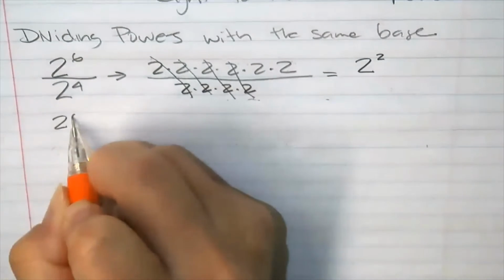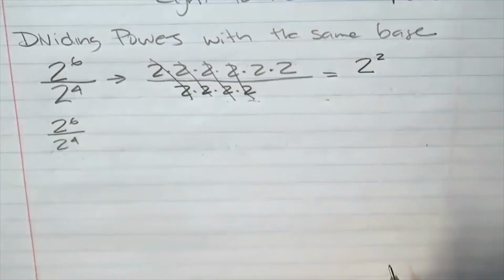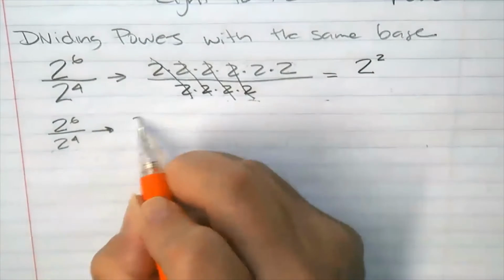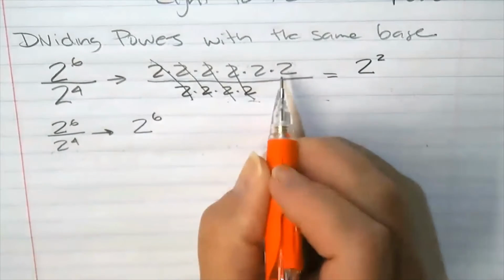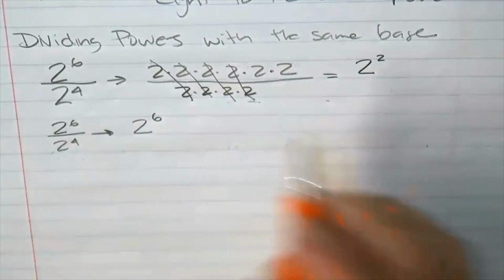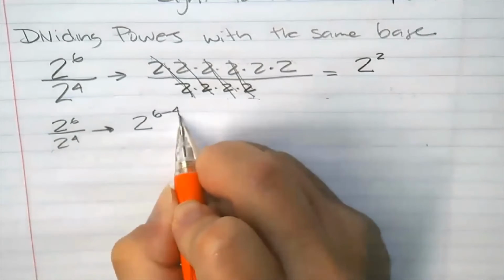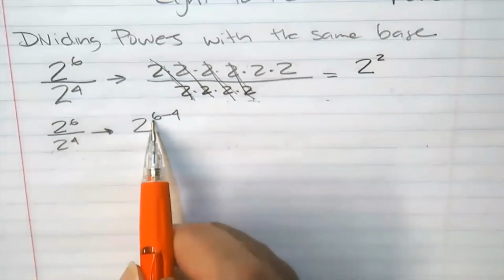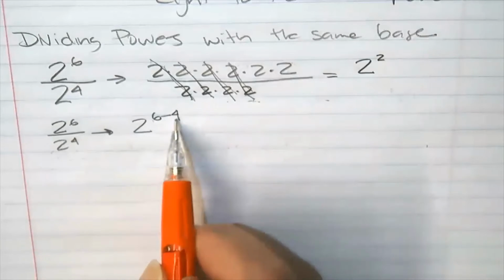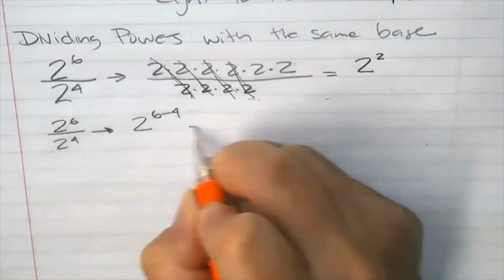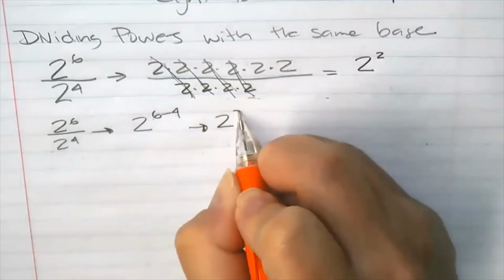So this is what's going on. There is an easier way to show our work. What we're starting with is 6 2s, but we end up taking 4 of them away. So we have our exponent in the numerator minus the exponent in the denominator, and that gives us 2 to the 2nd power.